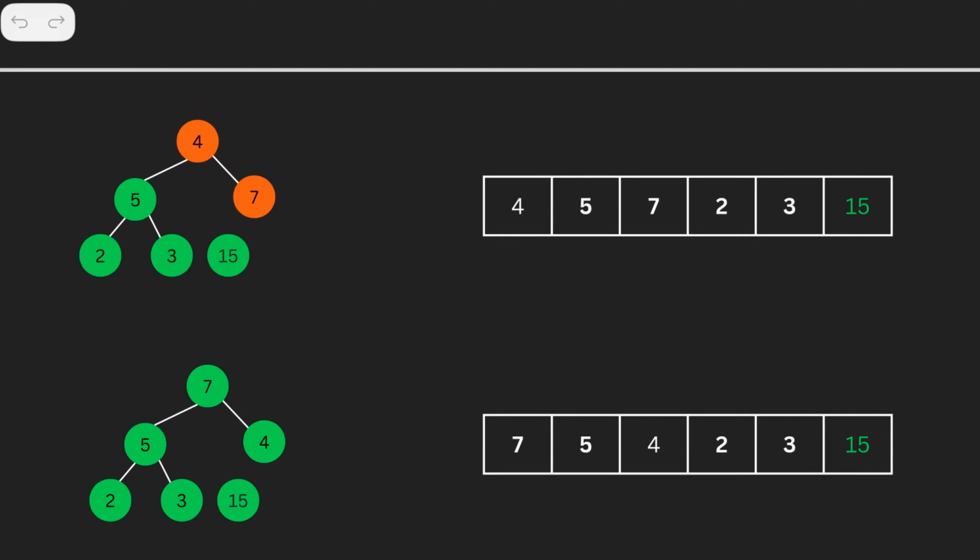Now we are going to perform heapify operation on our root element, that is 4. So it will check for the largest value among the 3. 7 is the largest, so we are going to swap 7 with 4. And now we have the proper heap.